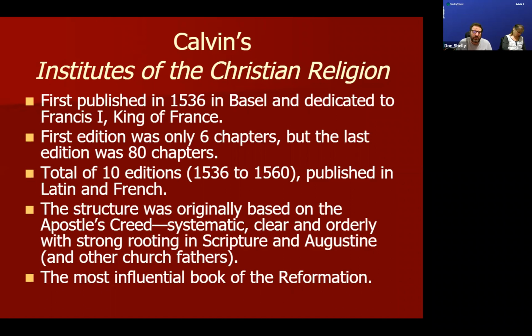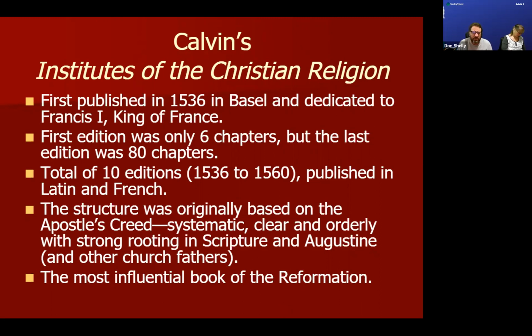The first edition was only 6 chapters in length, but by the time of the last edition, which is in 1559, that's been expanded up to 80 chapters. A total of 10 editions were actually written by Calvin or edited by him between 1536 and 1560, both in Latin and French. And the structure of this, it is almost the first systematic theology, except it's not. But it's probably one of the most well-known early ones.